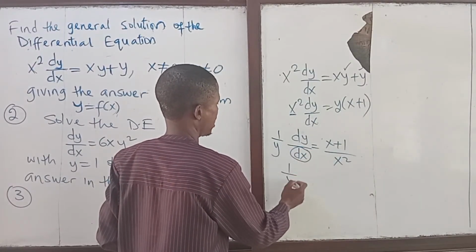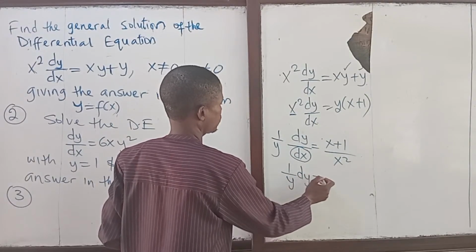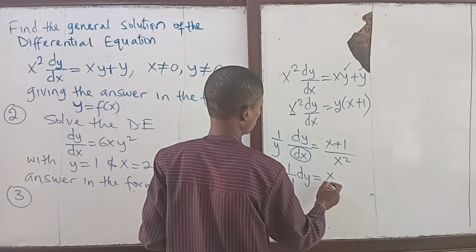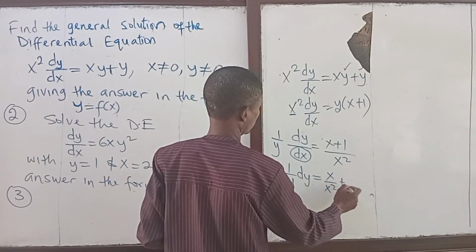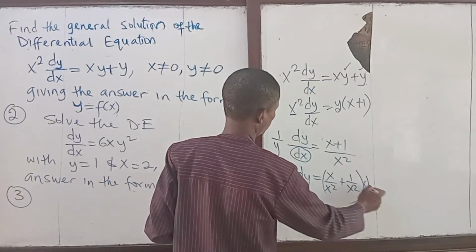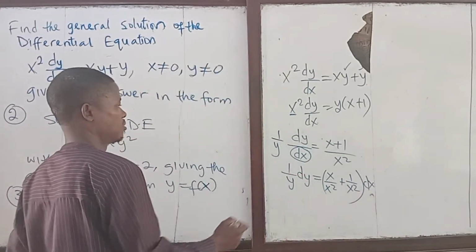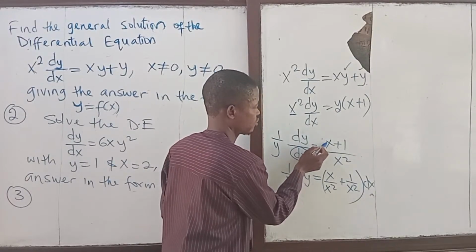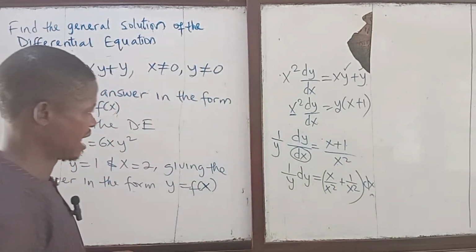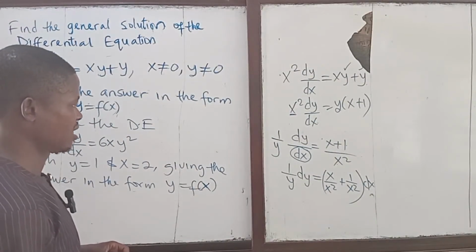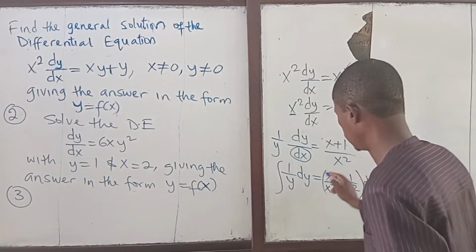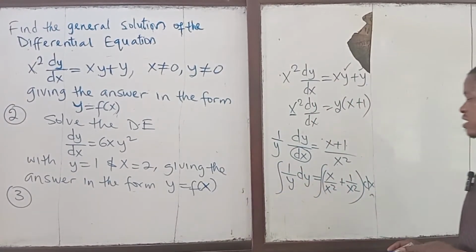So we have 1 over y dy equal to x over x squared plus 1 over x squared dx. Okay? So in the algebra, this will be this one over this one, and then this one over this one. So that's what we have in that place. We have separated the variable. Then the next thing to do is to introduce our integral sign.